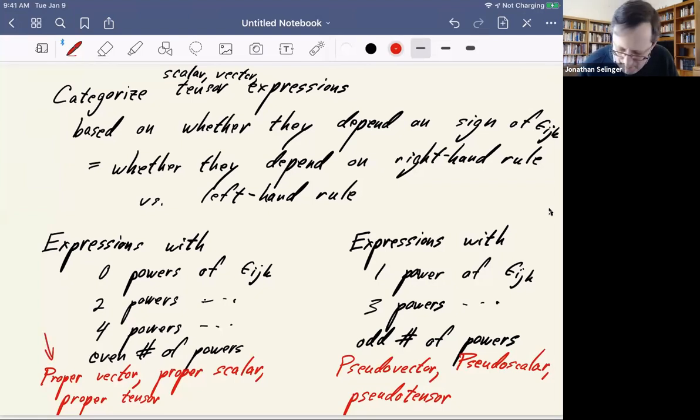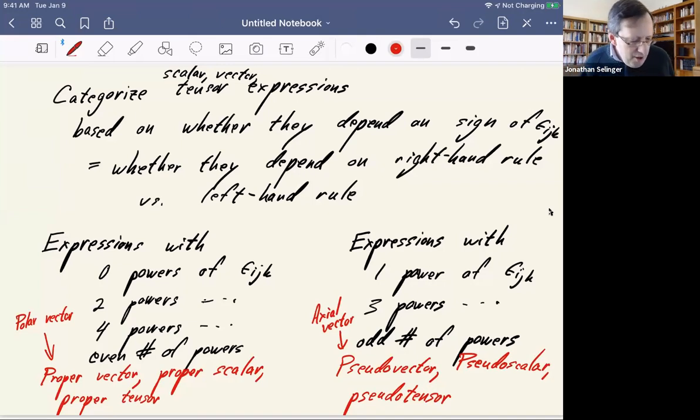Another old-fashioned word that you might come across sometimes, this is called a polar vector versus an axial vector. That's an old-fashioned terminology that I don't especially like myself, but it's out there in the literature.